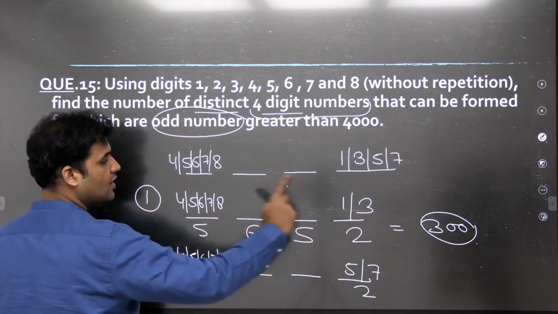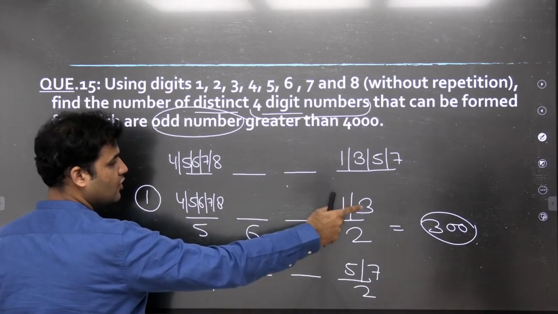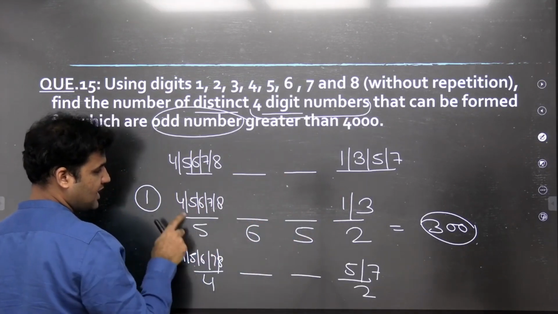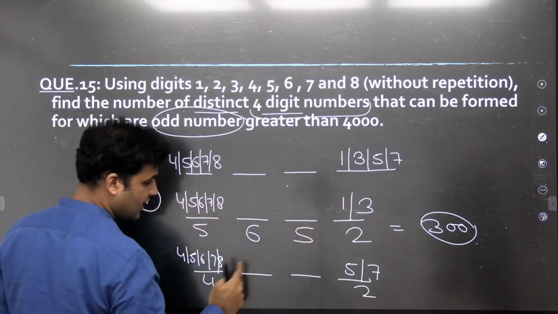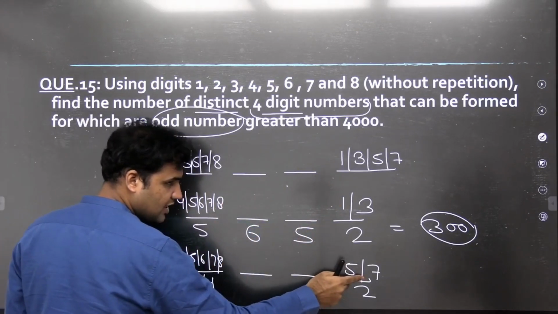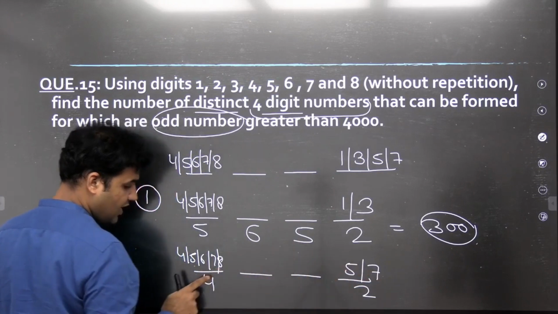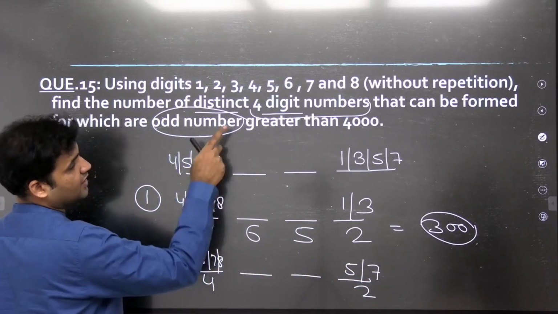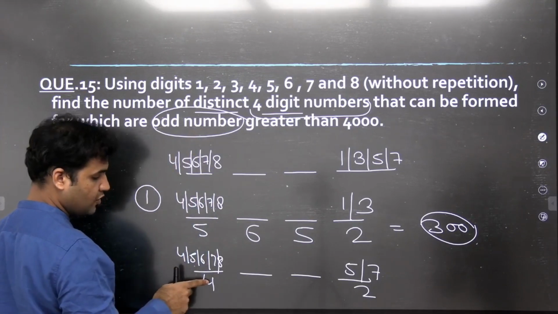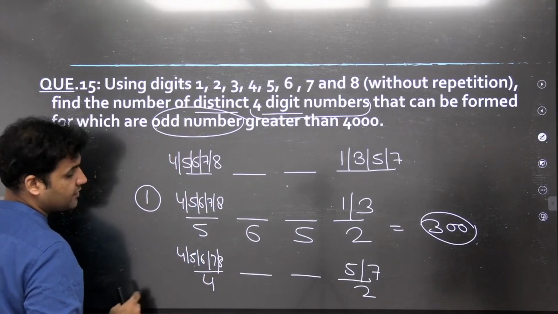Earlier, in the previous case, there was nothing common, so this place was filled in 5 ways. But here we have a common digit, so if one of the digits between 5 and 7 is being used over here, that 5 or 7 will not be available here, because repetition of the digit is not allowed. So this place can be filled in 4 ways.